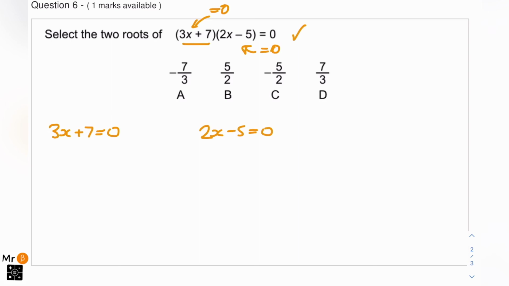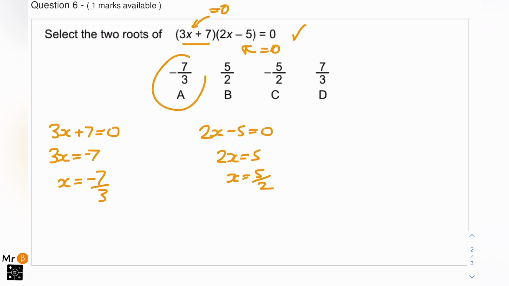So now we just need to rearrange to work out x. We subtract 7 from both sides, then we divide by 3, and in this one we add 5 to both sides, then divide by 2. Then we would be left with these two answers, A and B.